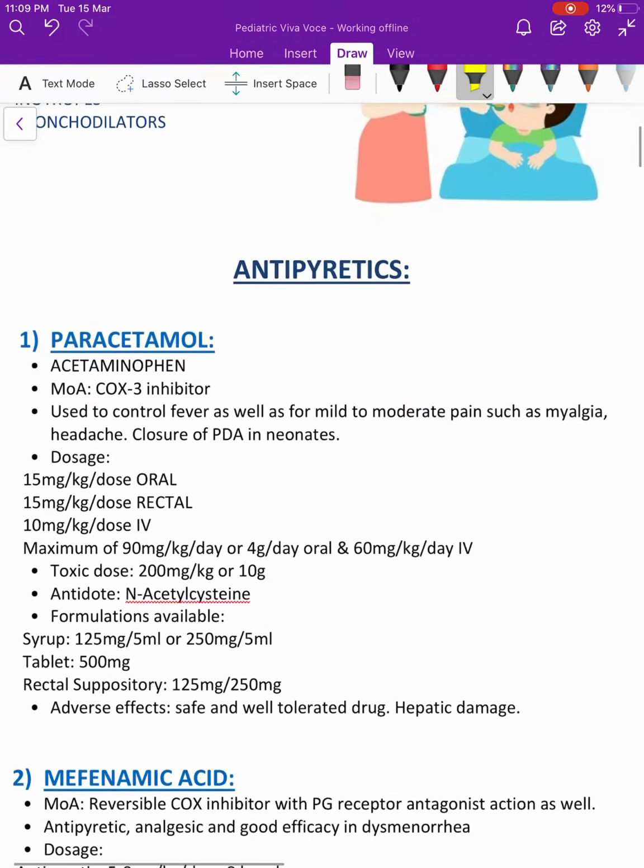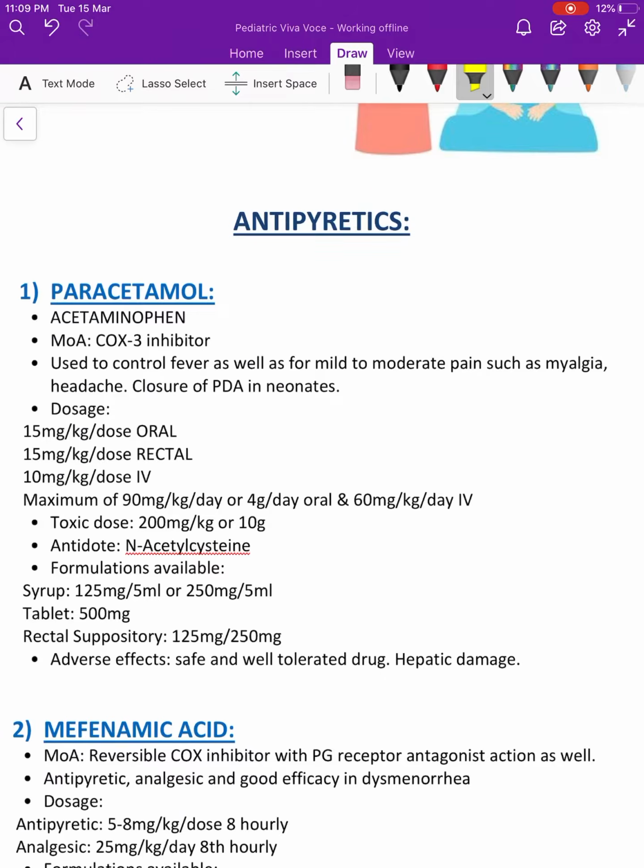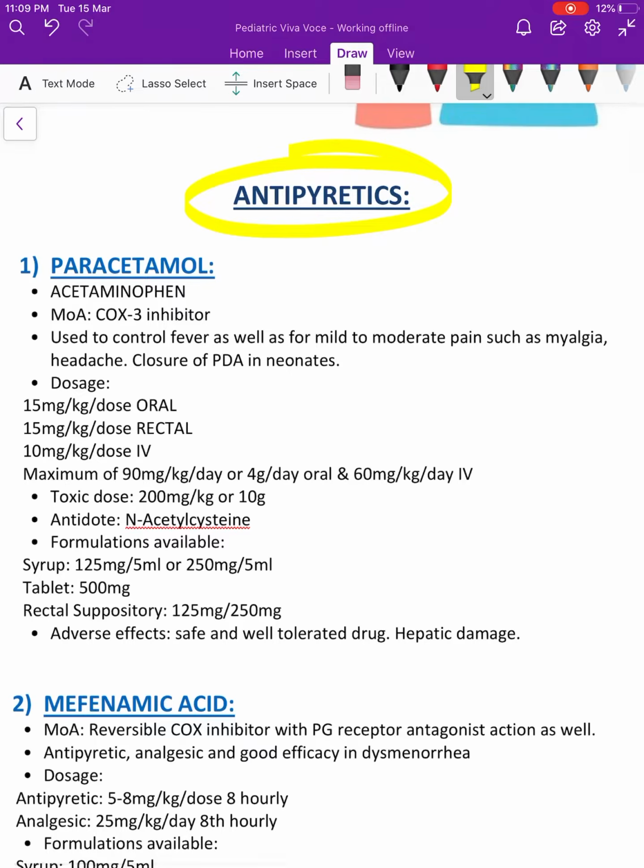Okay, fine. Now coming to the first group of drugs, we'll be discussing antipyretics, and the most common antipyretic used is, as we all know, paracetamol. So if you are asked about any drug, please go in this sequence. If you tell it in this sequence, I'm pretty sure the examiner will be impressed.